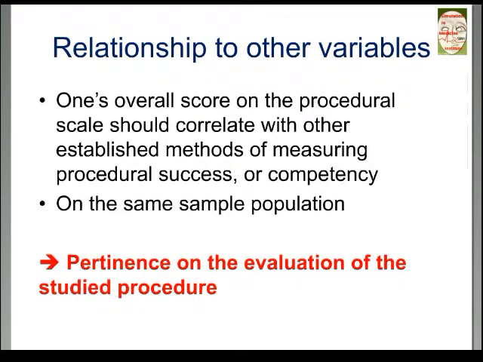The fourth step of the validation process of the scale is relationship to other variables. It is aimed at studying the pertinence of the studied procedure to evaluation. It is specifically related to scale validity. The overall score of the procedural scale should correlate with other established evaluation methods.